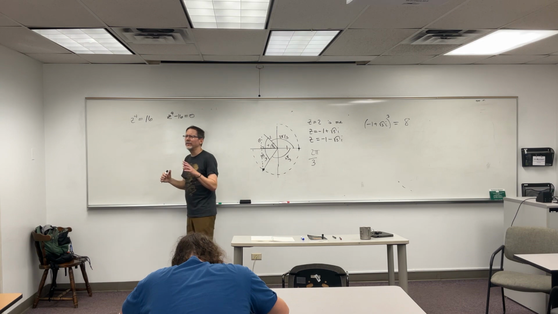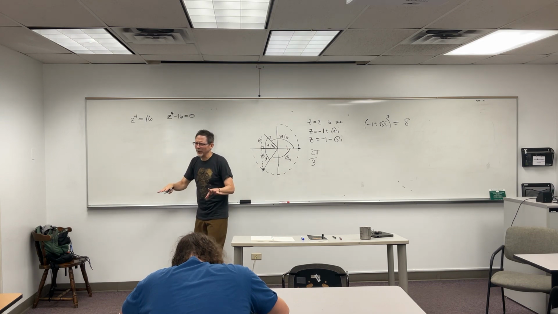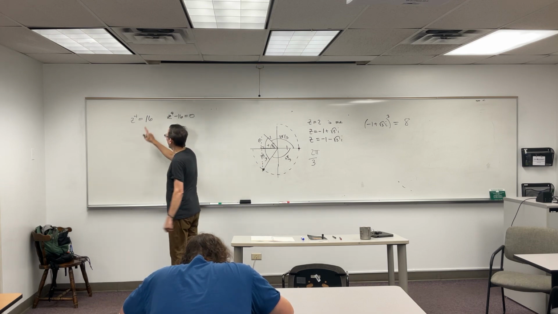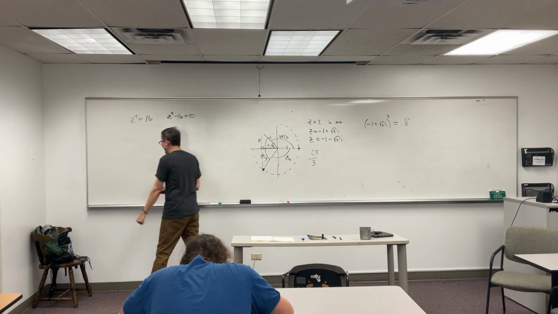Can someone give us, what's low hanging fruit root? 2. 2 to the 4th is 16. Woohoo, you just cracked the code.